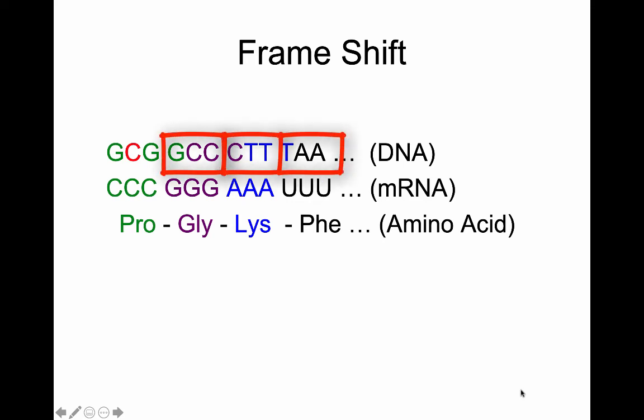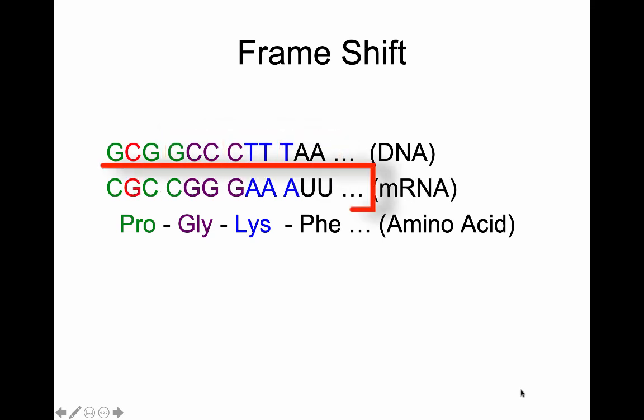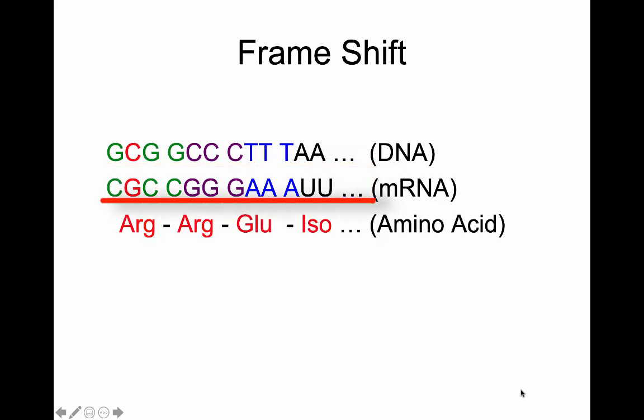The mRNA sequence transcribed becomes CGC, CGG, GAA, AUU. This codes for arginine, glutamic acid, and isoleucine, which is entirely different than the amino acid sequence of the original DNA sequence. It is quite obvious that frameshift mutation causes the most change in the amino acid sequence of the protein. However, if it's a positive, negative, or neutral mutation, entirely depends on how the changed protein affects the organism.